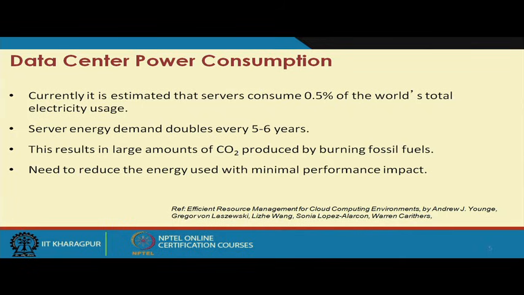Some reports say that the energy demand for servers is becoming double every 5 to 6 years. There is a large carbon dioxide footprint because of the burning of fossil fuels, so we need to reduce energy use with minimal performance impact. So, what is our goal? We need to reduce this energy utilization without compromising performance, right. There should be very minimal impact on the performance. That is one of the goals.